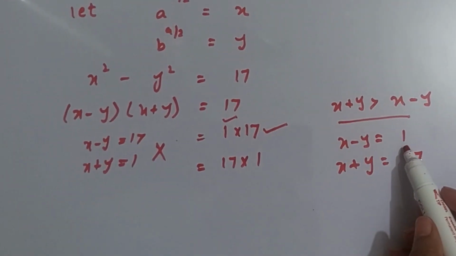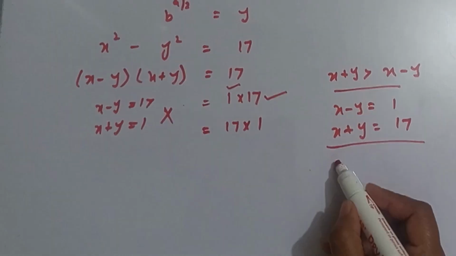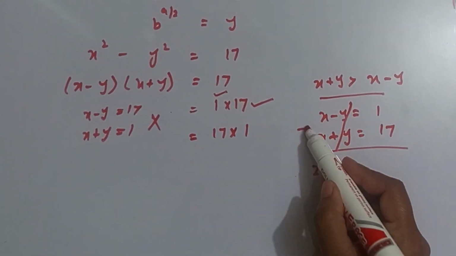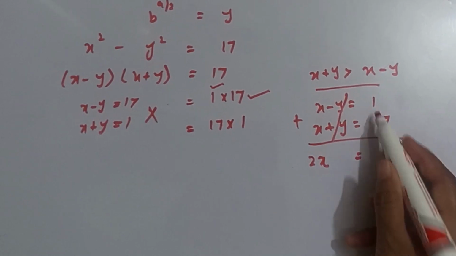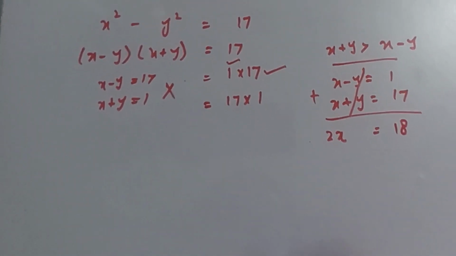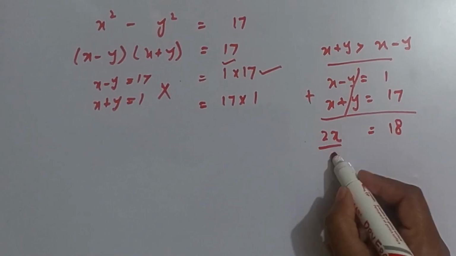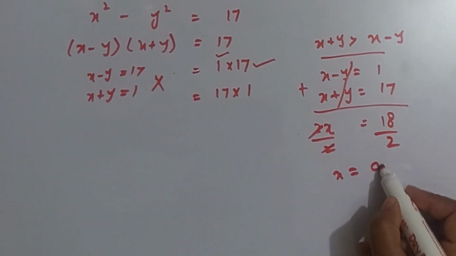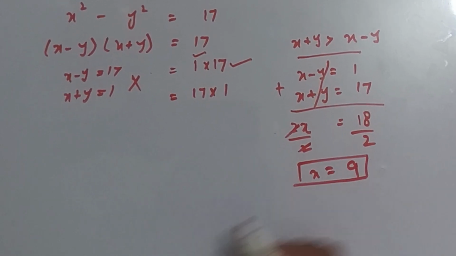Now focus on these equations. If we add these two equations, then we get 2 times x, as the y terms cancel, and the right side becomes 18. In the next step, we divide this equation by 2 on both sides. So we get x is equal to 9. This is the value of x in our question.